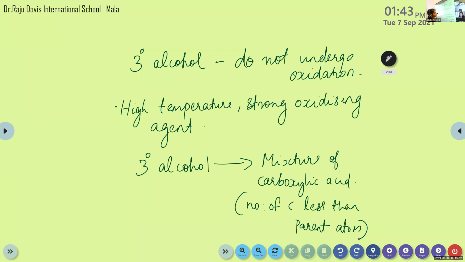Okay. So tertiary alcohols normally do not undergo oxidation reaction. Then at certain drastic conditions, that means high temperature, strong oxidizing agent, etc., sometimes the reaction will occur, and on oxidation, a mixture of carboxylic acids will be obtained. In this mixture of carboxylic acids, the number of carbon atoms will be less than the parent compound. Clear, children? That's about tertiary alcohols.